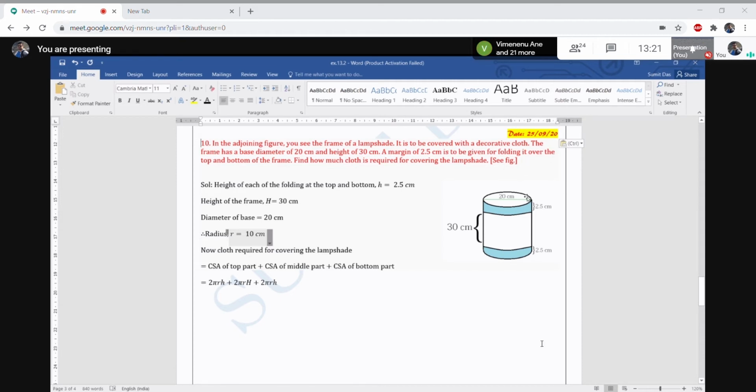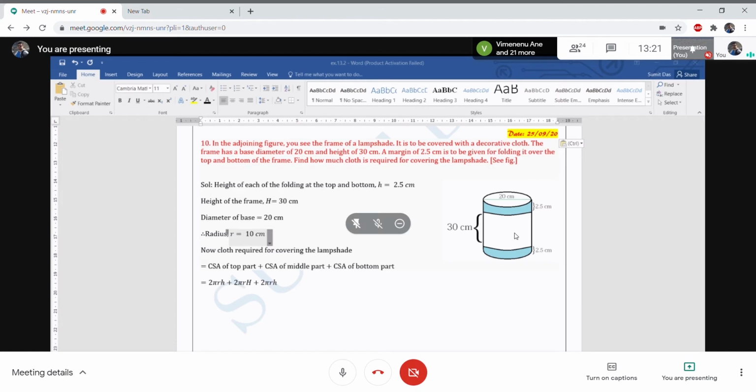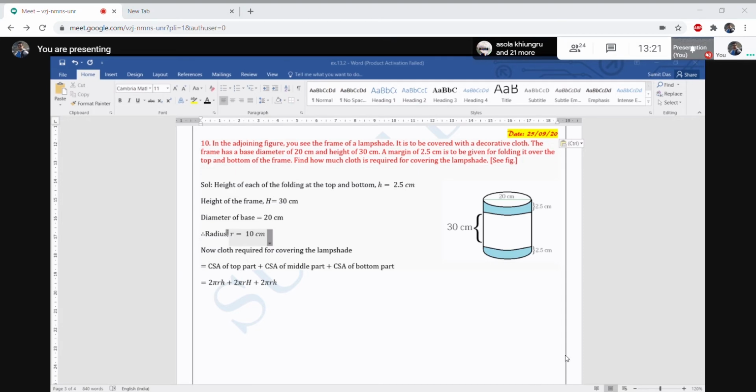Sometimes we can fold the lamp like this. For folding, this part is given. So this part height is 2.5 and 2.5. What you have to find is how much cloth is required for covering the lampshade. Cloth required means we have to find the total surface area.